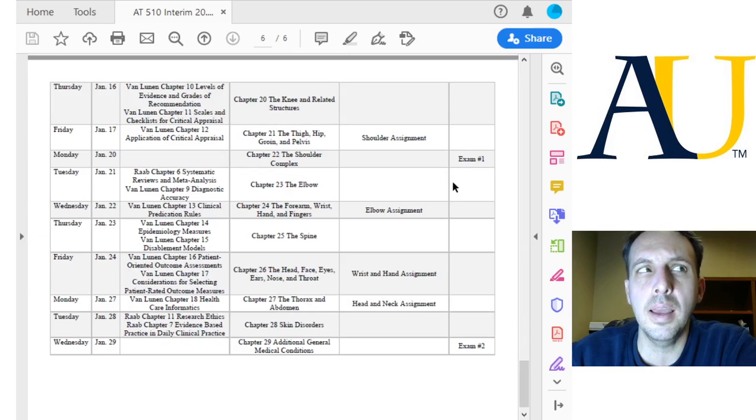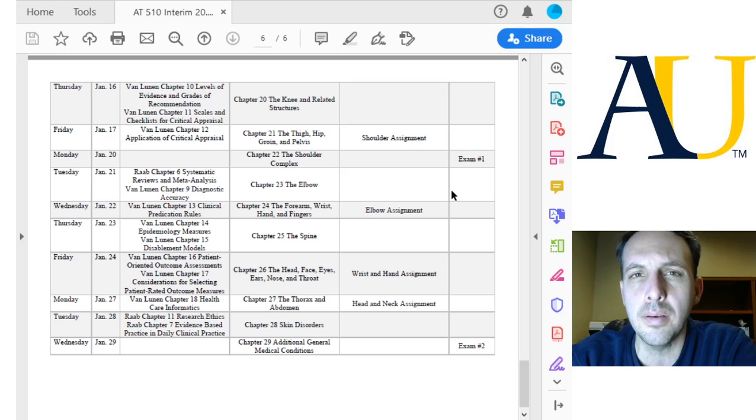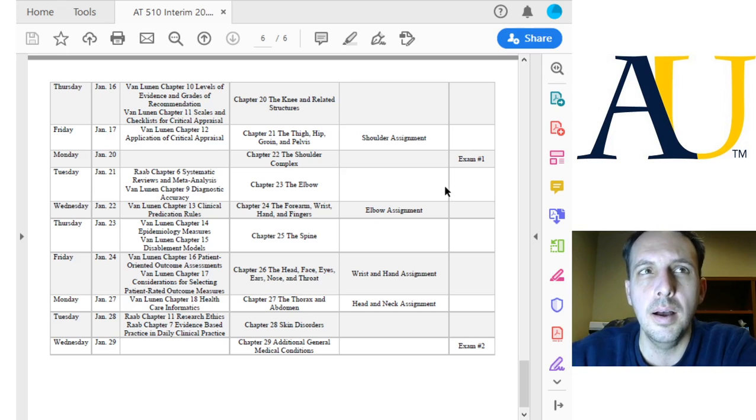And here are the exam dates as well. Exams will be taken on Moodle as well. You'll schedule an individual time, or we all may schedule a group time together, whichever is most convenient, to sit down and take that exam on that day.